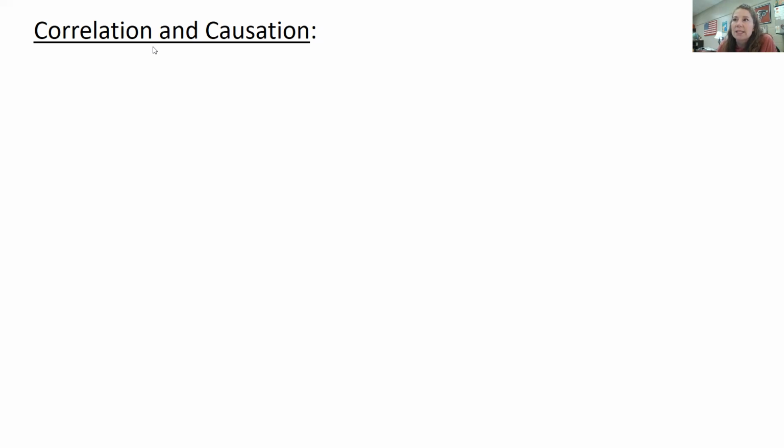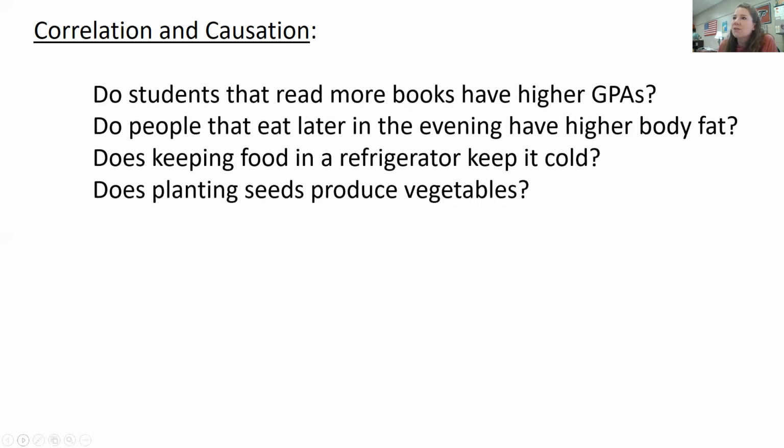Causation, however, is more like something that's been proven to be true through a scientific study, that we're not just guessing, and there's very few outliers, right? Correlations, we can have outliers very commonly, but causations would be very few outliers. So look at these questions.